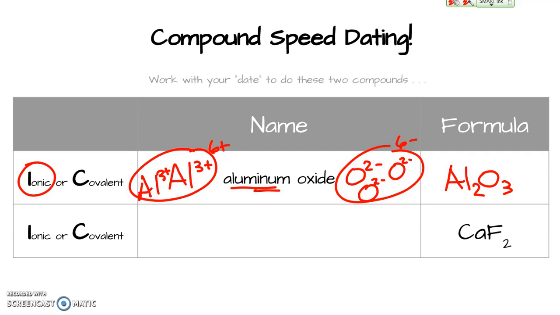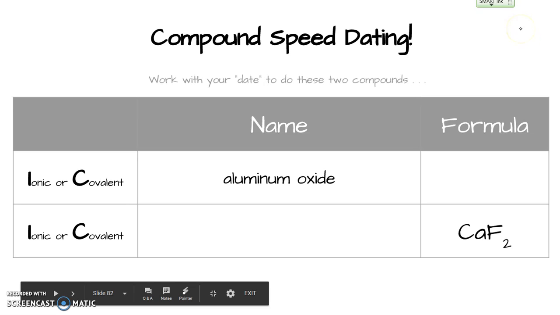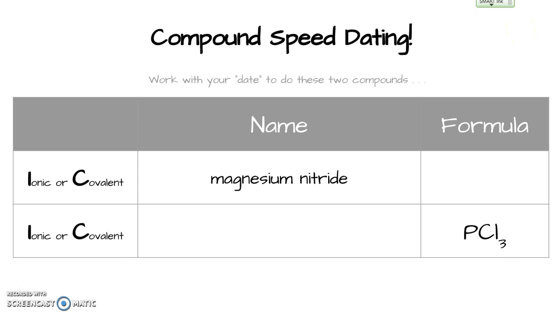Coming down to the next one here, I see that I've got calcium, and calcium, believe it or not, is a metal. It comes from the left side of our periodic table. This is an ionic compound. No prefixes, please. Calcium fluoride. Done! Clear the ink. Advance the slide. Pause the video.